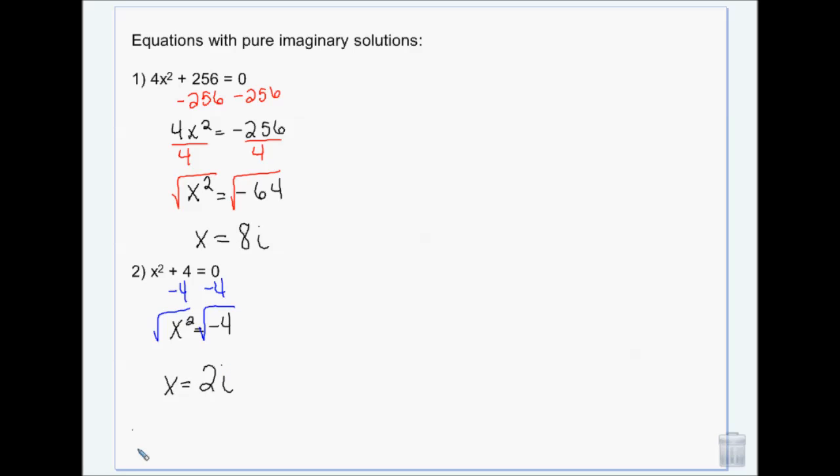Now technically, it's not just 2i, and it's not just 8i. Because 8 times 8 is 64, but negative 8 times negative 8 is also 64. So what we want to always do when we take the square root in a quadratic is do the plus or minus in front. So x is plus or minus 8i, or x is plus or minus 2i. Because that accounts for the fact that you don't know if it was the positive that got squared or if it was the negative that got squared.